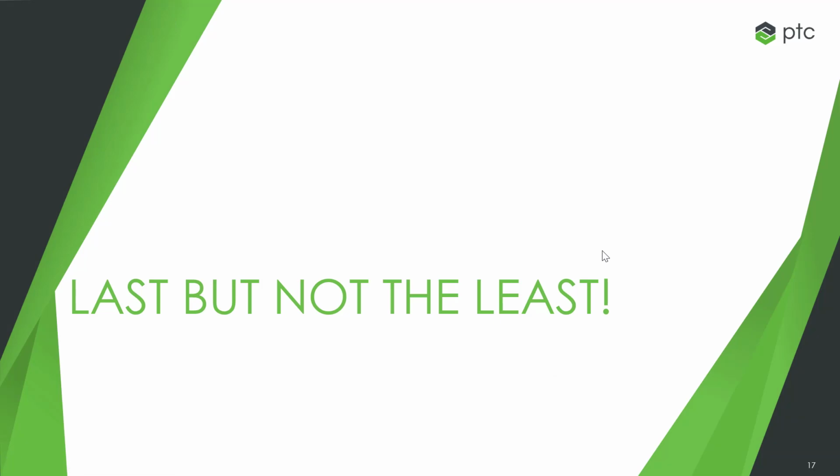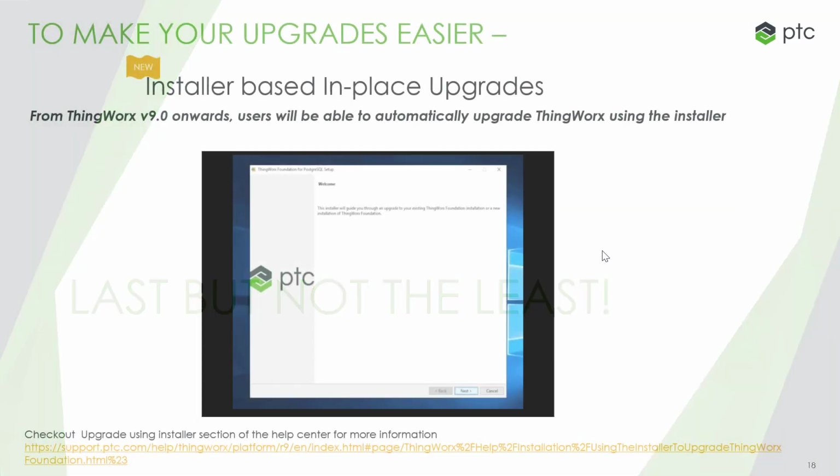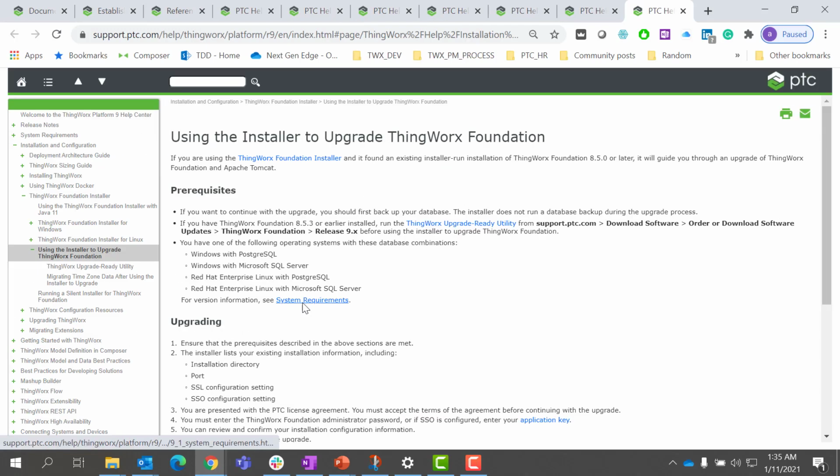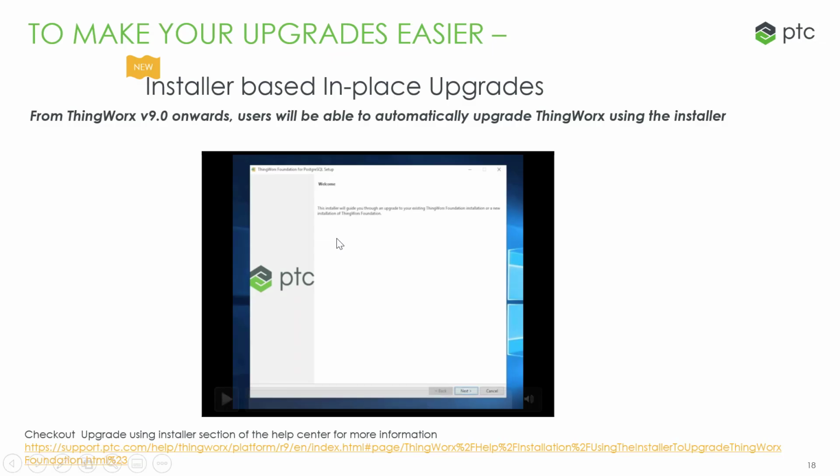Last but not the least, I would like to introduce you to installer based in place upgrade. So now with ThingWorx version 9.0 onwards, we have introduced upgrades with the installer, where you can perform your upgrades from ThingWorx 8.5 onwards to ThingWorx 9.x in the single server mode using installer. The documentation about the ThingWorx installer is provided in the Help Center link that you can definitely check out.